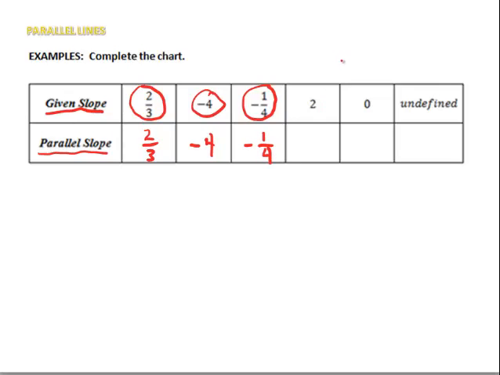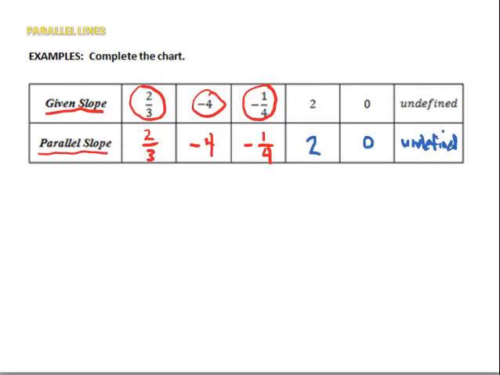Alright, see if you can figure out the other three. Take just a moment and then check back in. Okay, so a line with a slope of 2 has a parallel line that has a slope of 2, 0, 0, undefined, undefined. So what we've come across here, and what we've got to remember from this, is that parallel lines have the same slope.